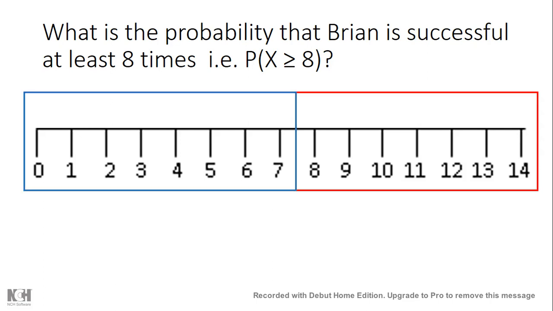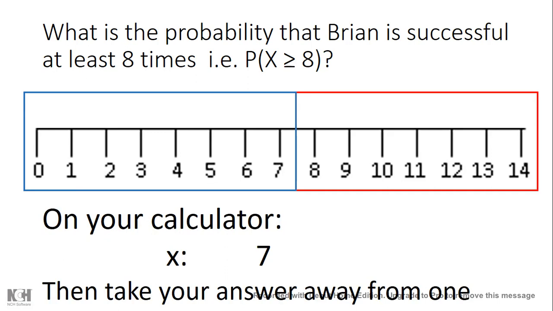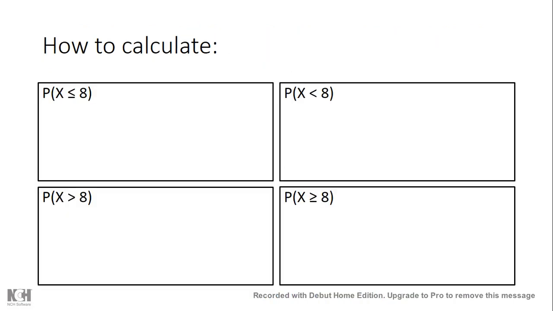We take all of those probabilities away from 1. What's left must be what's in the red box. So we enter it on our calculator, x is 7, and take that away from 1. Okay? So here, just quickly recapping. Our first example here is exactly what the calculator is set up to do. X is less than or equal to whatever the value is. We just put the number that's there on the calculator, and that's the answer.